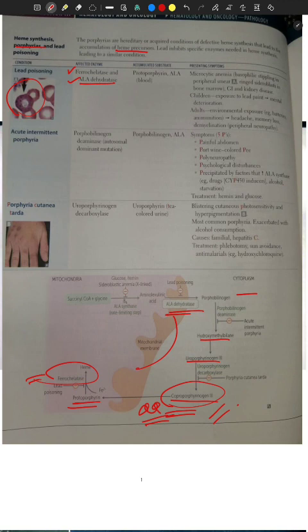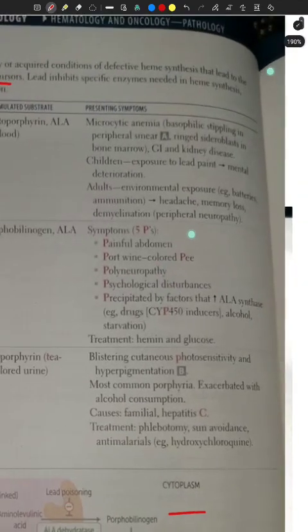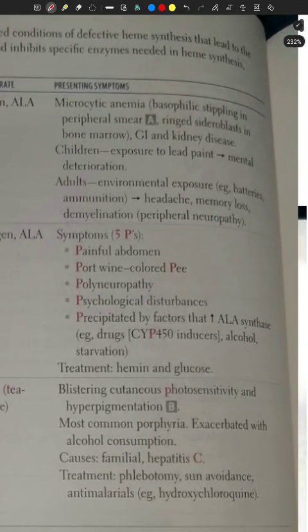This is a very, very important point you should know. Next, on the same note, what are the presenting symptoms? I have already told you, you will have basophilic stippling, that is very important. Ringed sideroblasts are also important, that is nothing but heme deposits here and there. And when children are exposed to lead paint, what will develop?